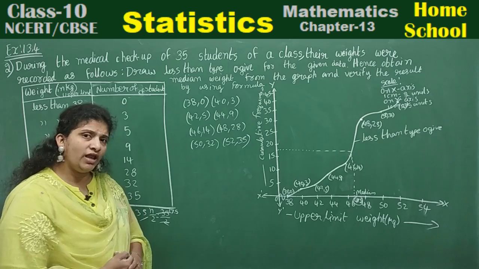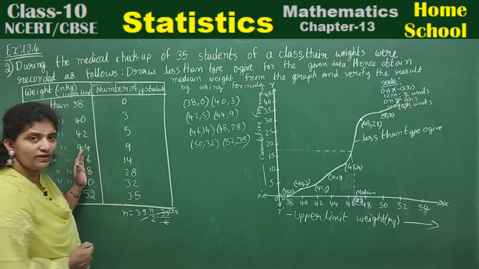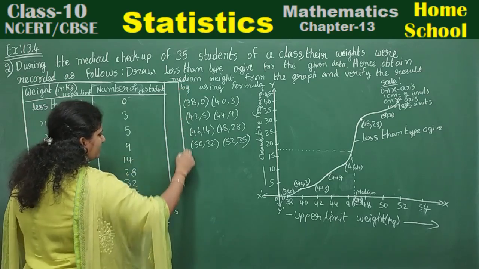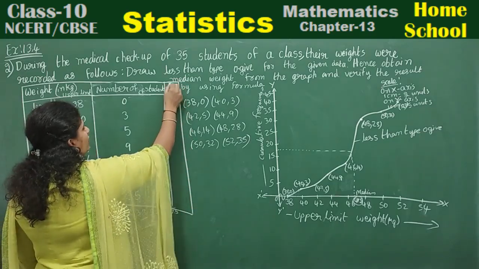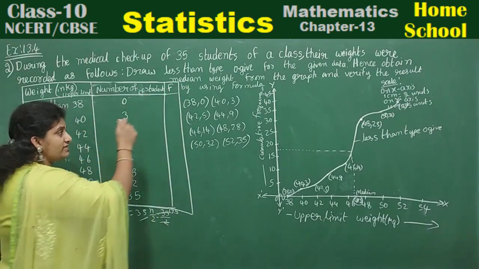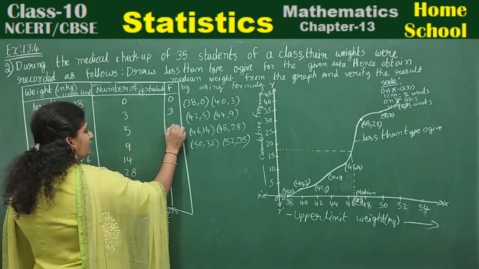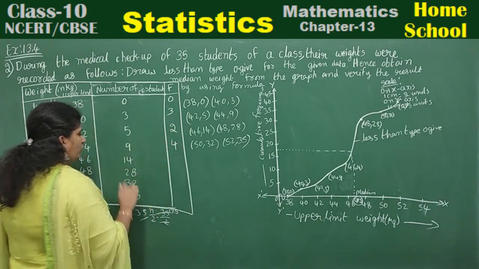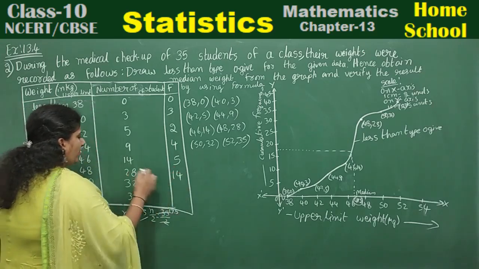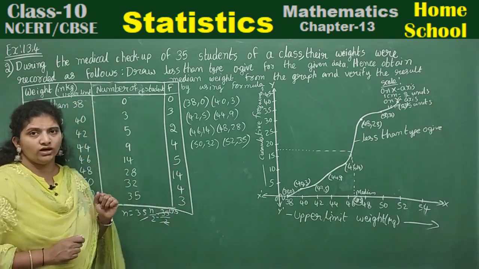Now, by formula you need to calculate the median. How can I calculate? First, I need the class interval and frequency. So now, look here, let us change the table. Find the frequency. This is cumulative frequency, right? You want to calculate frequency. What you do? Go on subtracting. 3 minus 0 is 3. 5 minus 3 will be 2. 9 minus 5, 4. 14 minus 9, 5. 28 minus 14, 14. 32 minus 28 will be 4. 35 minus 32 will be 3. Frequency over.